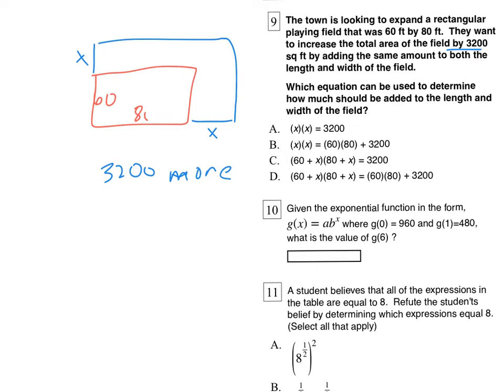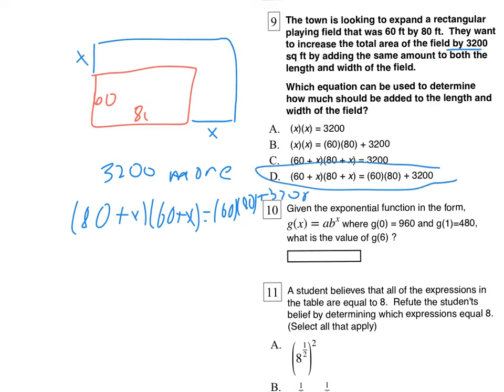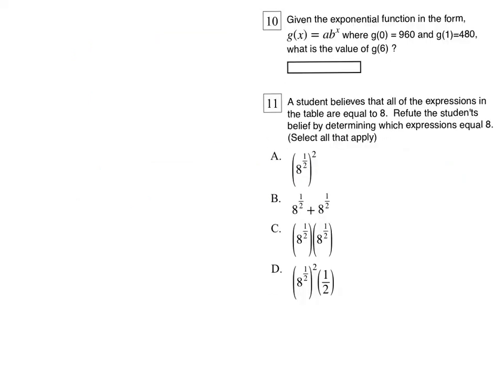So what I would say is that the area of this whole thing would be 80 plus x times 60 plus x. And I would set that equal to the area that I want it to be, which is its current area, 60 times 80, plus the 3,200. We could solve this, but we really don't need to here because it's really just asking for the setup, and so I can see my answer right there.